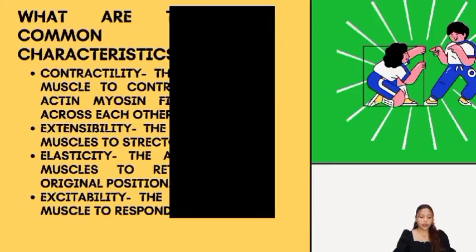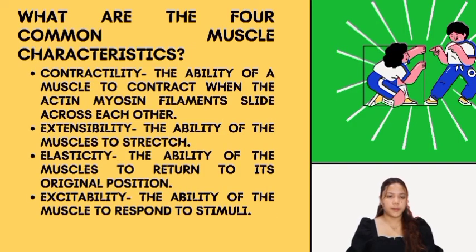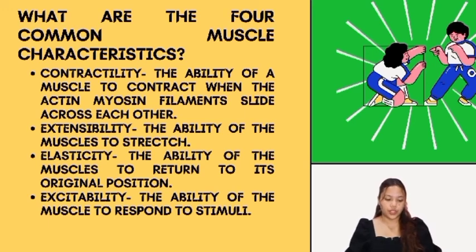What are the four common muscle characteristics? First, we have contractility. This is the ability of the muscle to contract when the actin and myosin filaments slide across each other. A contraction is a reduction in the size of the muscle fibers. Next, a muscle must have extensibility. Extensibility is the ability of the muscle to stretch.